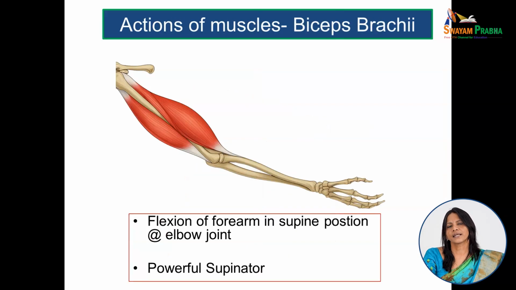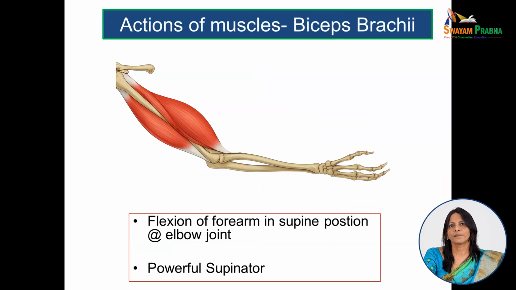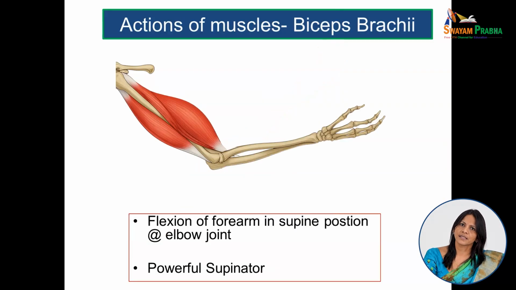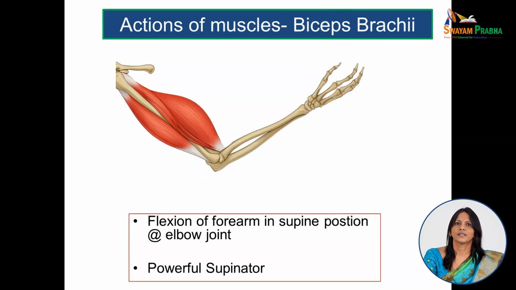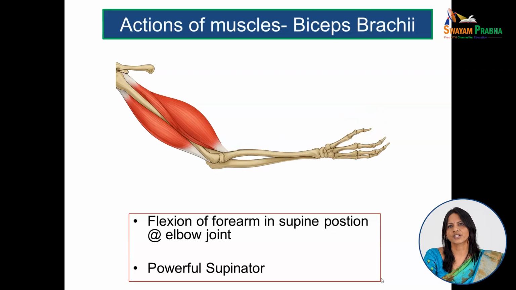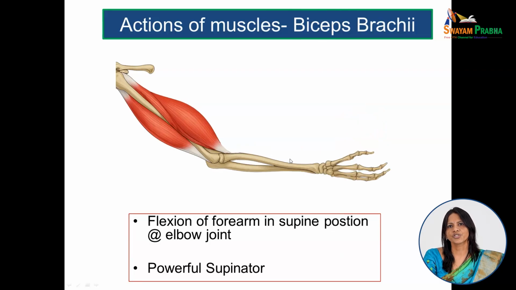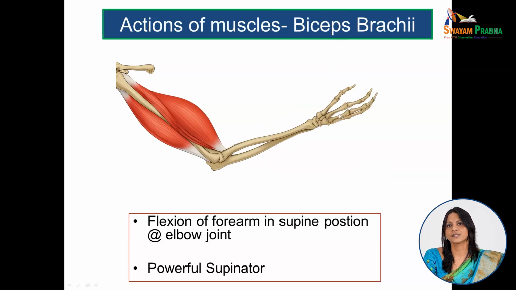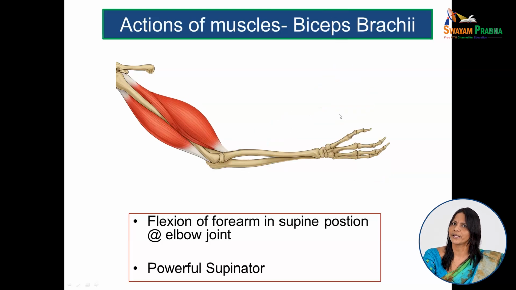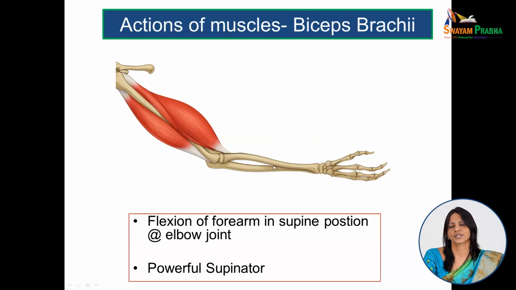The other muscles that are innervated are the biceps and the brachialis by the musculocutaneous nerve. The biceps brachii has two actions. One is the flexion of the forearm. The flexion of the forearm typically happens in the supine position. You will see that the brachialis is the one which is the flexor in other positions, all positions rather.